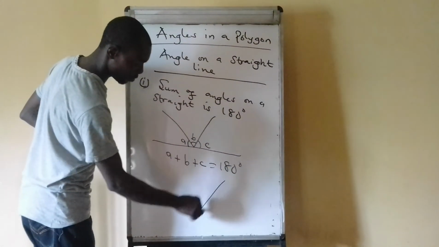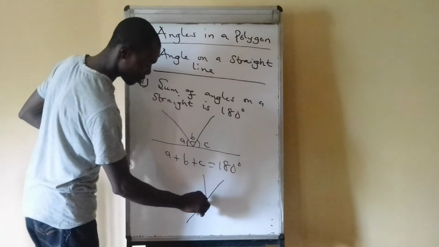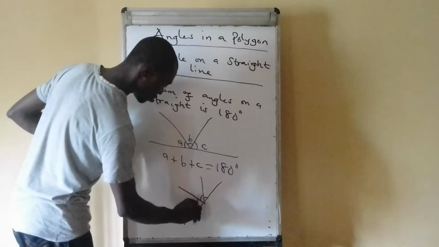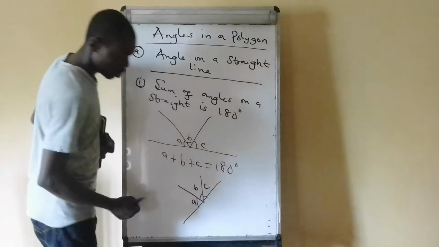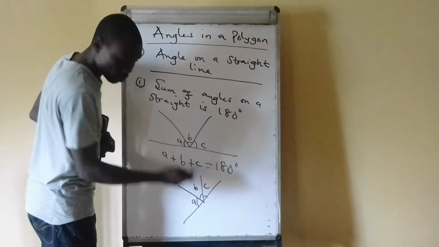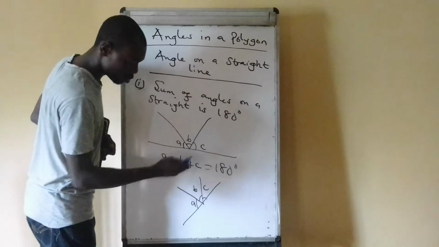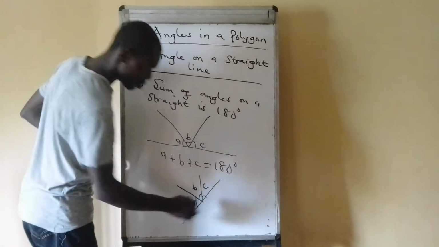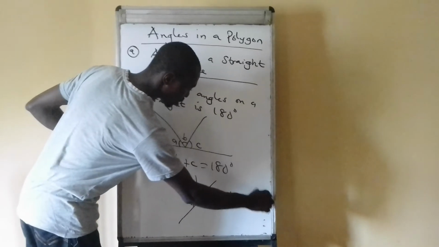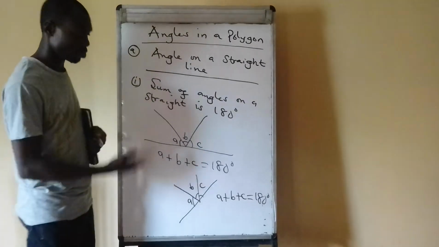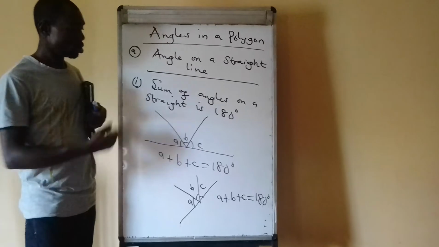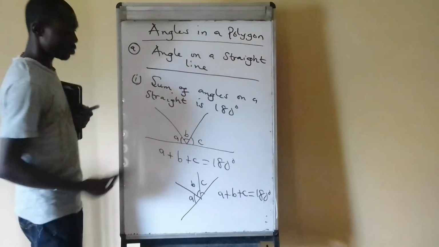Let me give you another example. For instance, we are having this angle here, maybe A, B, C. You can see that this is more like a slant line, but there are angles resting on it. All these angles resting on it, A, B, and C, will also be 180 degrees. There are a lot of examples we can use to explain angles on a straight line. So let's talk about the second part of the sum of angles.